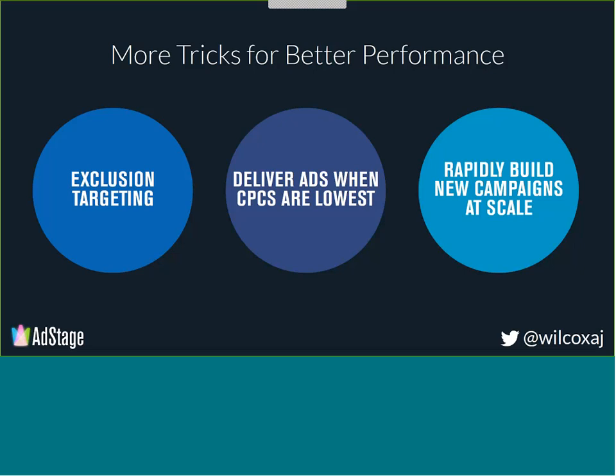The second trick is delivering ads when cost per click are the lowest, when conversion rates are the highest. And so I'll talk a little bit about an example there. But the concept here is that there are different parts of the day where there's different activity going on the platform. And because bids don't change over the day too much and budgets don't change over the day, you can look at the supply as being constant.